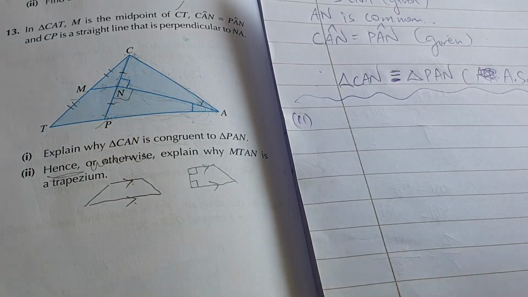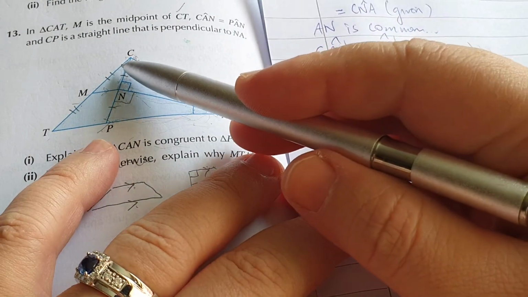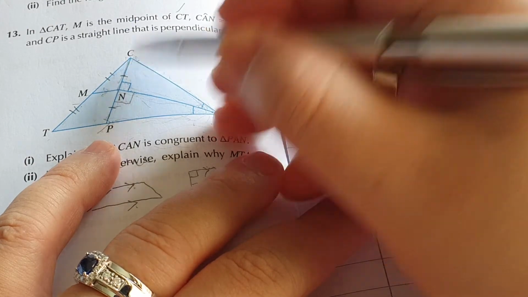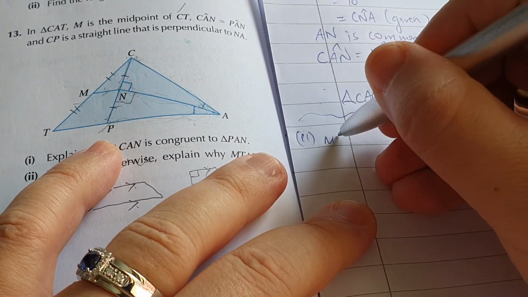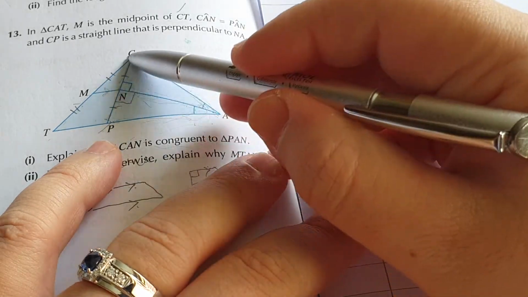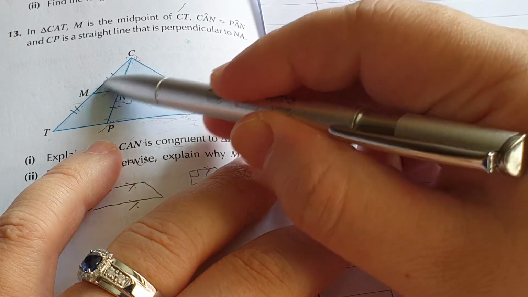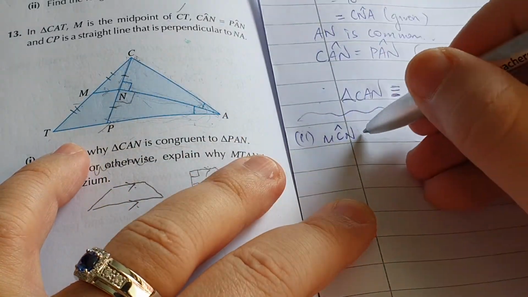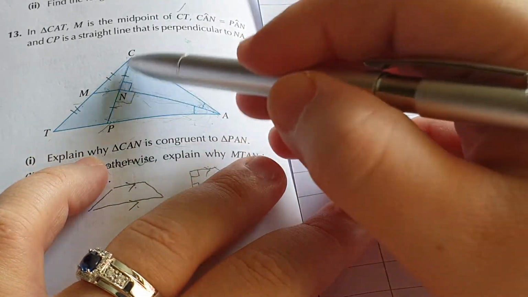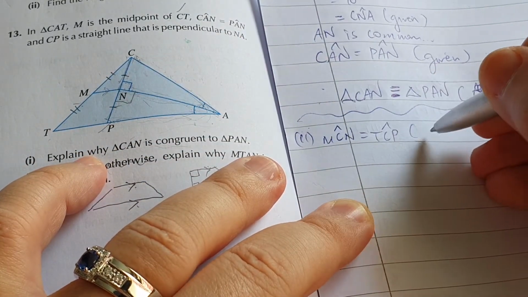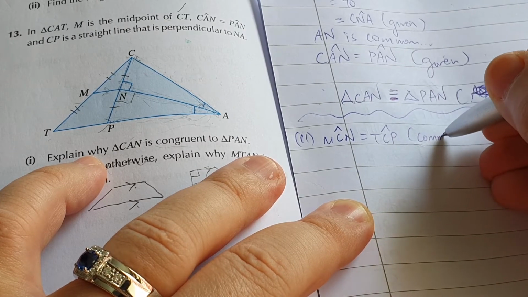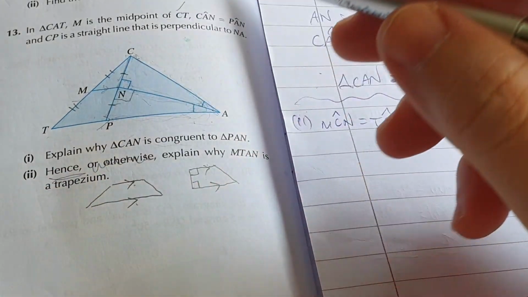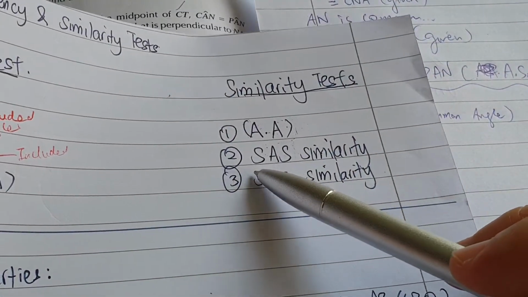Okay, I'm going to prove this. Then you ask me, how? I cannot use angle. Why cannot? Because right now I only know that this angle MCN of this small one is equal to this angle of this big one. Everybody agree, right? They are the same angle. So MCN equals TCP. Why? Common angle. Okay, so now we have this A already, the common angle.